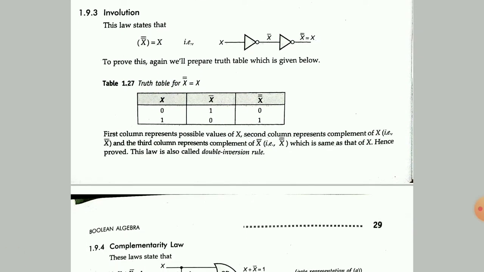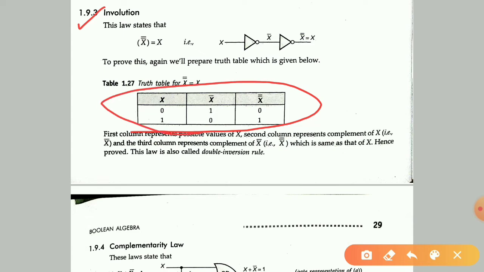That is the involution law. Now the involution law is a very simple law. In the truth table, if x input is 0, 1, we find x bar, that is the complement. So 0 becomes 1 and 1 becomes 0. But when one more bar is placed, 1 again becomes 0 and 0 again becomes 1. So you can see that this output is the same as the first input. That's why x double bar equals x.